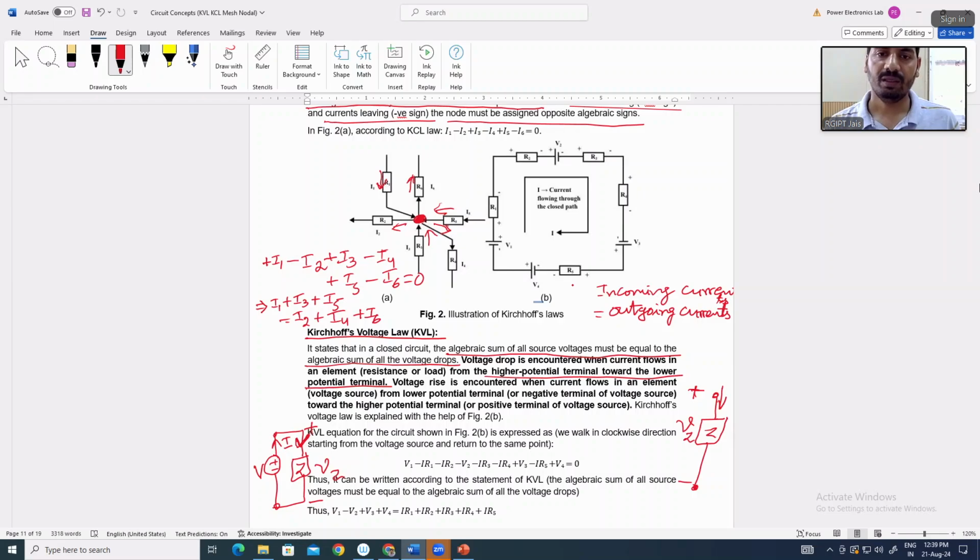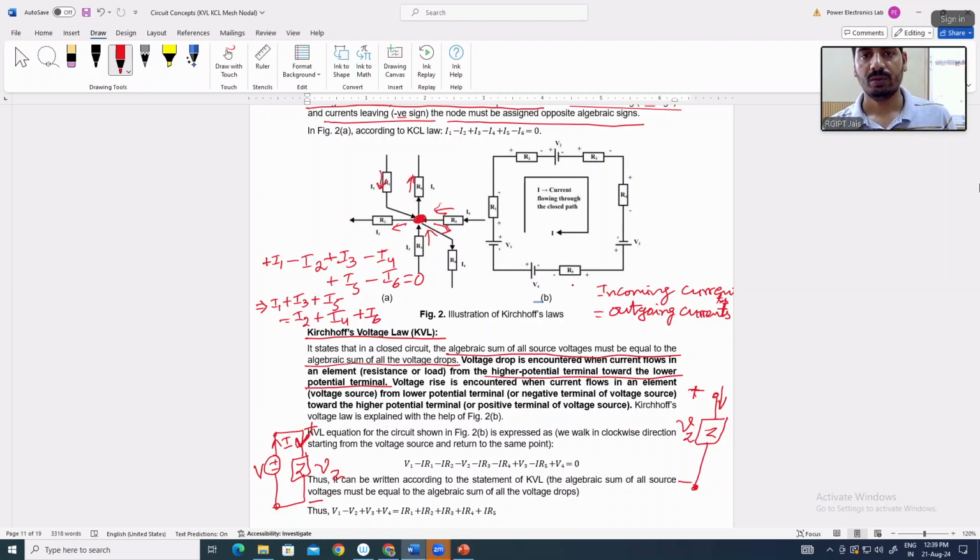So in figure B, you can see that this is a loop. There are 4 voltage sources connected in this loop and 5 resistances. You can see that the current direction is taken clockwise. The current flowing through the closed path is denoted by I.